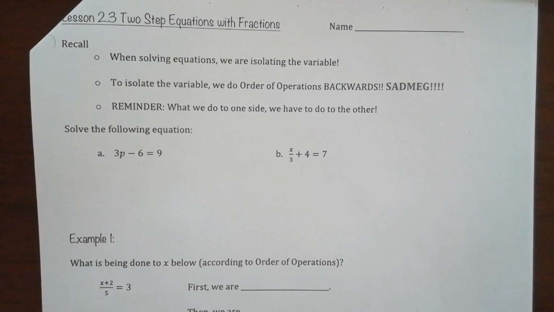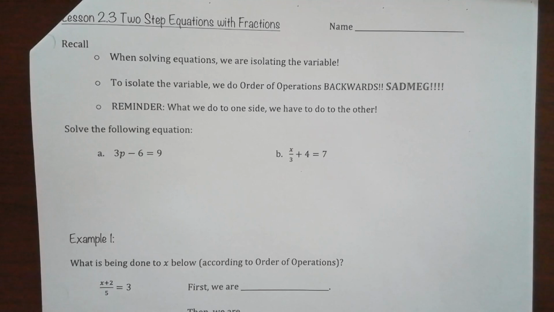To get X by itself, we are going to work backwards from the order of operations. So, instead of what we would do first in our mind, subtracting 2, we need to get rid of the 5. So we need to multiply by 5 first. That then cancels it out. That goes away when you do that.